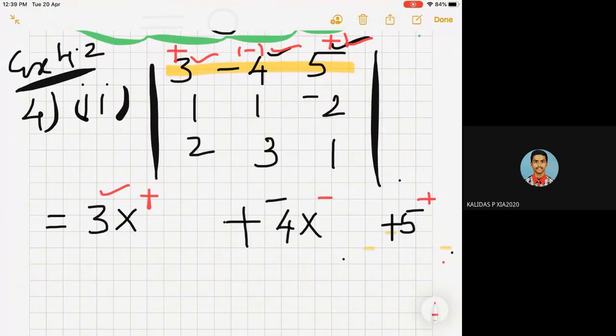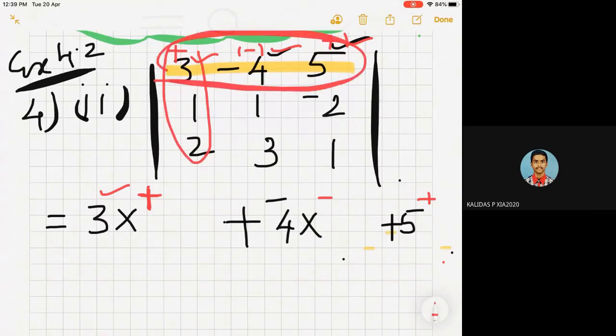Now again come back. The 3 into its cofactor. How to find the cofactor of 3? First of all, I have put the sign of the cofactor, that is plus. Then you delete the row and column containing 3. So I am getting a determinant. After deleting the row and column containing 3, the determinant I am getting is 1, minus 2, 3, 1.